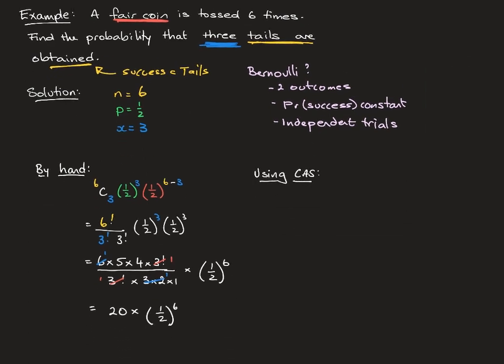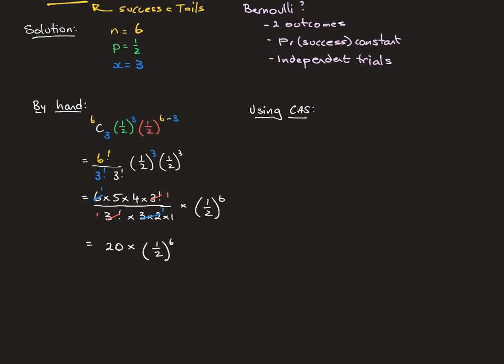Let's just move this up. We can in fact continue to simplify. We could write it as 20 over 2 to the power of 6, but 20 is in fact 2 squared times 5. So 2 squared times 5 is 20. Using our index laws, tidy it up a little bit more, and we end up with 5 over 2 to the power of 4. Using CAS, all we need to do is write down our N and our P values.